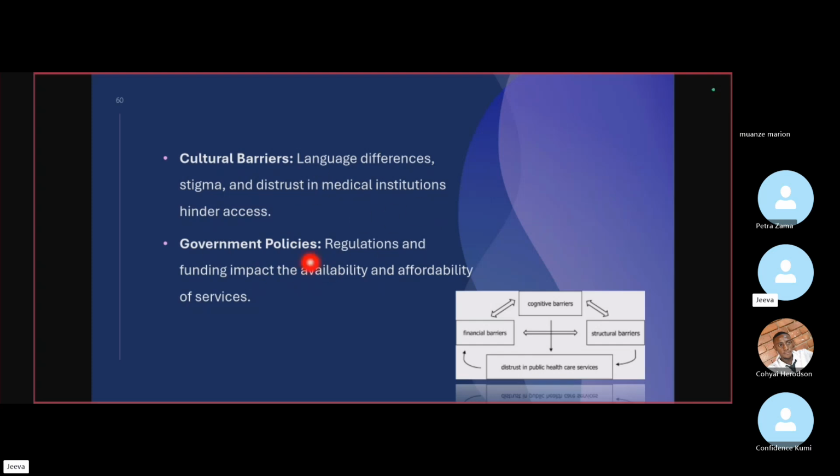Understood the various barriers? Clear with the various barriers? Is it clear?